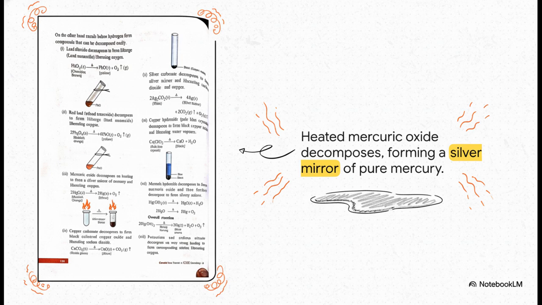We start with this reddish-orange powder. It's called mercuric oxide. Now watch what happens when you heat it up. The compound just breaks down, it decomposes, and it leaves behind this absolutely stunning silver mirror of pure liquid mercury. A complete transformation, all started with just a little bit of heat.